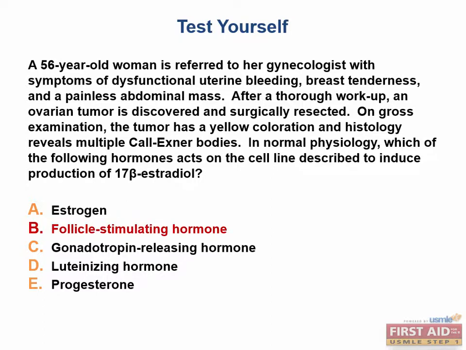The answer is B, follicle-stimulating hormone, also known as FSH. Now, granulosa cell tumors are estrogen-secreting ovarian neoplasms often found in postmenopausal women. When they occur in young girls, they can produce precocious puberty secondary to the high levels of estrogen production. Within the ovary, androgens are produced in the theca cells. From there, androgens diffuse into the granulosa cells. The FSH hormone stimulates the enzyme aromatase within the granulosa cells to convert androgens to 17-beta estradiol.